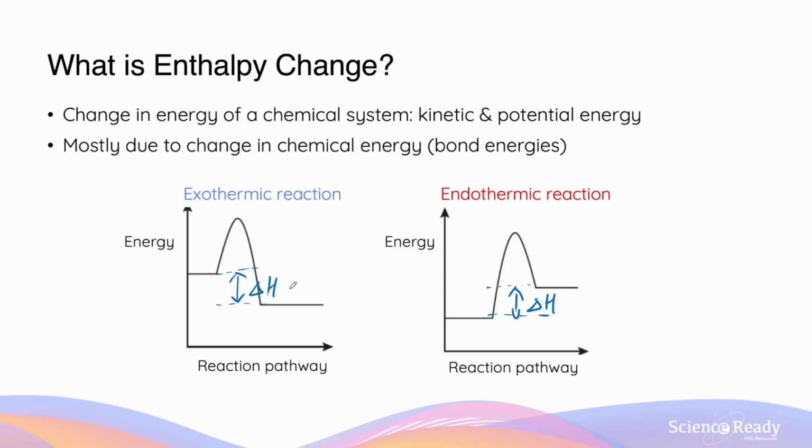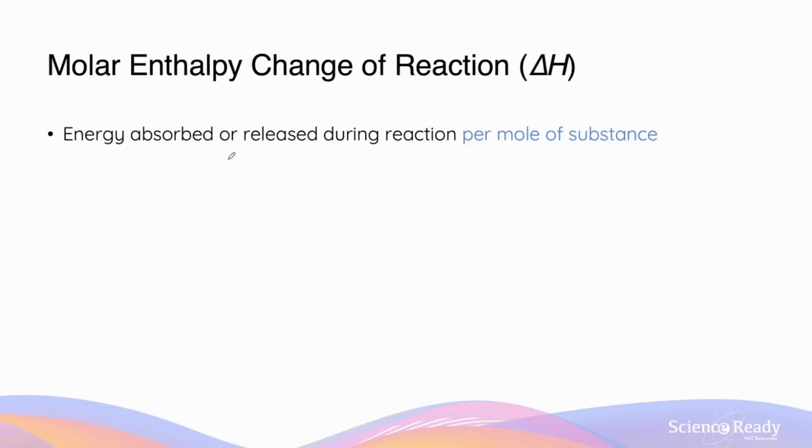For exothermic reactions, the change in enthalpy is less than 0, and for endothermic reactions, the change in enthalpy is greater than 0. The molar enthalpy change of reaction is the energy absorbed or released during the reaction per mole of a particular substance. And this is usually measured in the unit of kilojoules or joules per mole, or mol^-1. What this substance is depends on the chemical reaction that the molar enthalpy change refers to.